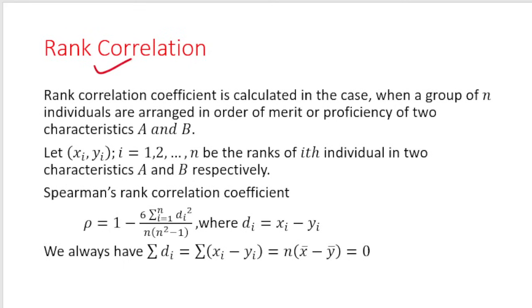Next thing is rank correlation. In rank correlation, I am not going into the detail. Keep this formula in mind, that 1 minus 6 times summation of di square by n into (n square minus 1), and summation of di is always equal to 0, right?